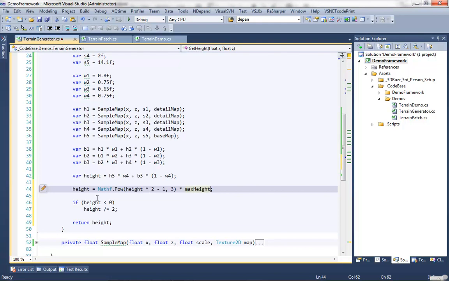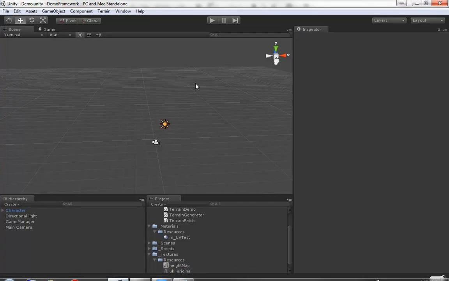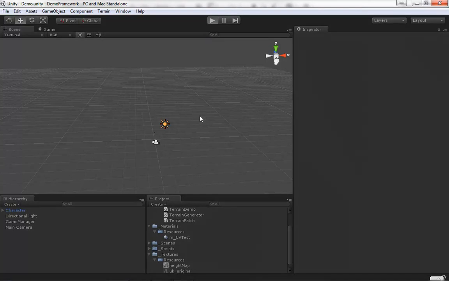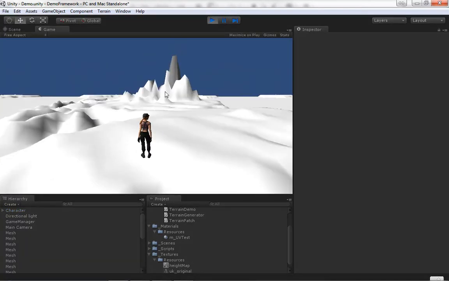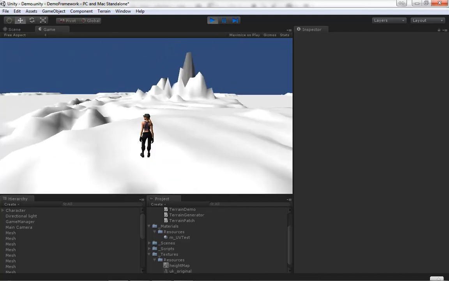So now we're going to take whatever height is, get our nice little curve from it, multiply it by max height, come down here and see if height is a negative number. If it is a negative number, we're going to divide it in half, and then we're going to return that. So if we build this, wow, look at that. We actually came right in on land, right? Barely, but we're there.